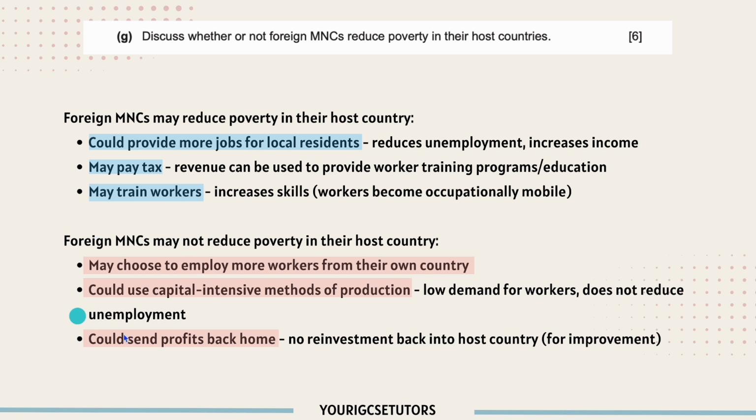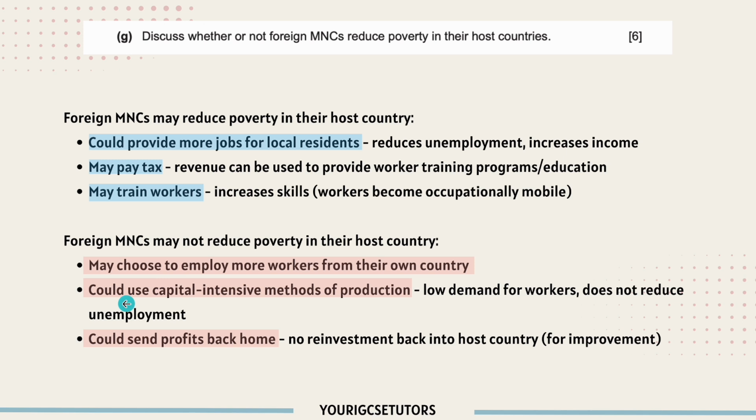Okay, so the next part would be why they may not reduce poverty in the host country. These companies may choose to employ more workers from their own country, so they could be a bit more biased to their own people instead of employing people from the host country. So this may not solve poverty in the host country.